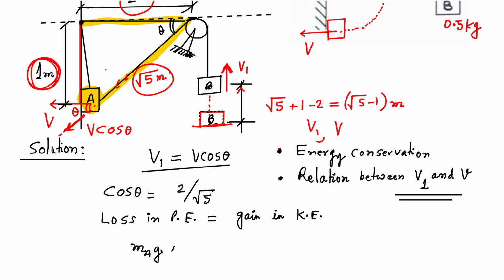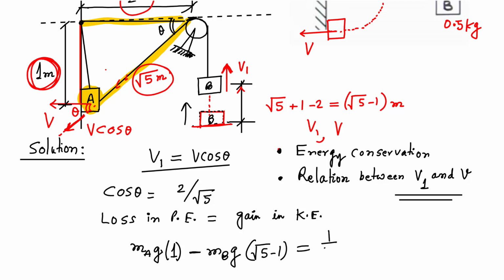M_A g times 1 unit. It has fallen through 1 meter, but this block has gone up. So this is not loss, this is gain, but I am writing loss as positive, so gain will be negative. So M_B times g, and height in this case is root 5 minus 1. So this is the loss in potential energy.